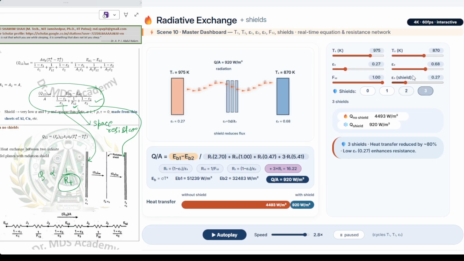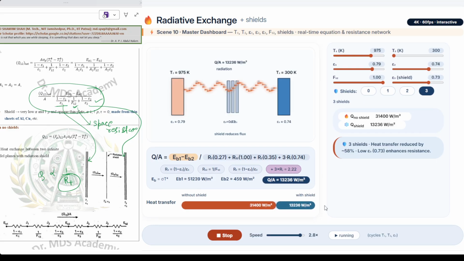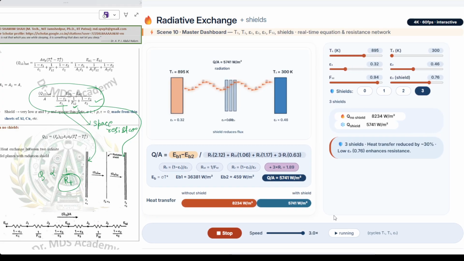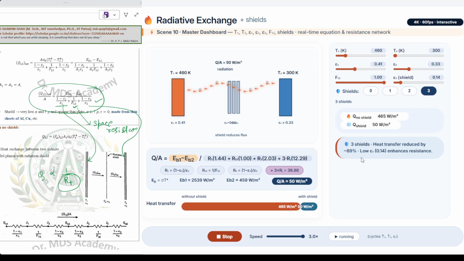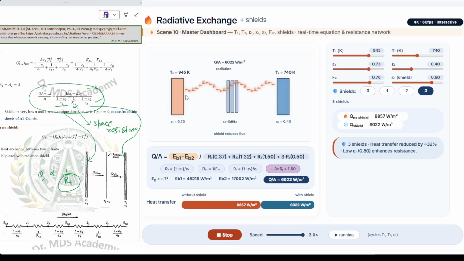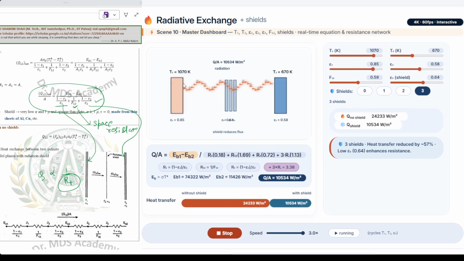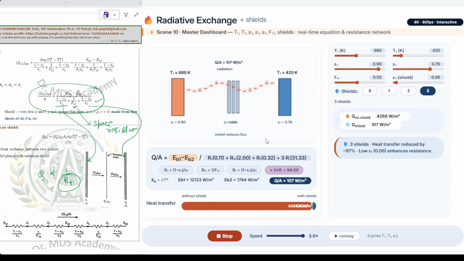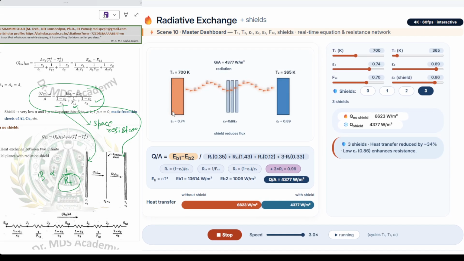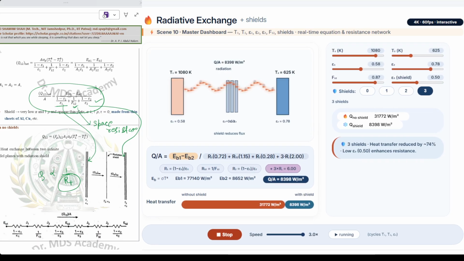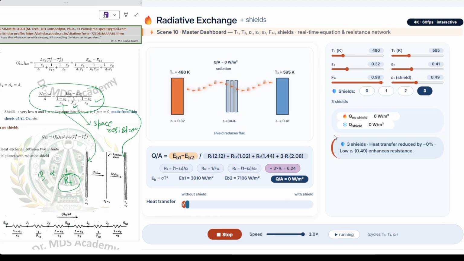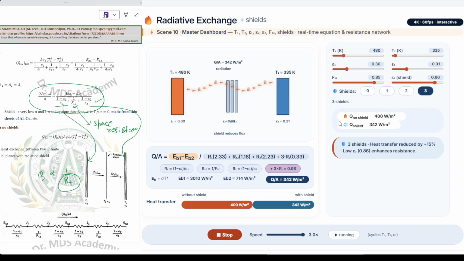So by placing 3 shields, let's play this animation in auto mode and see how it changes. Simultaneously you can find the Eb1 value and Eb2 value: how much energy is being radiated by surface 1, and Eb2 means from surface 2 to 1, how the heat flow rate is changing.